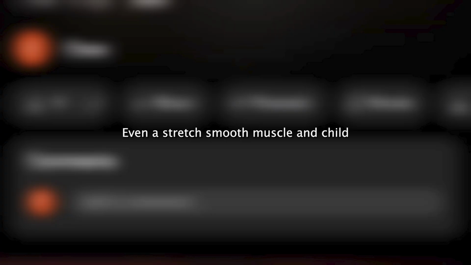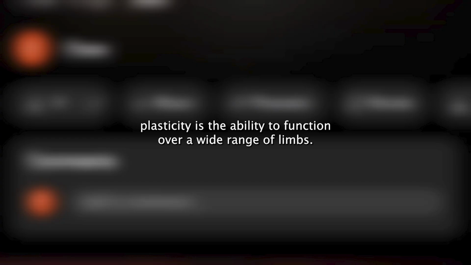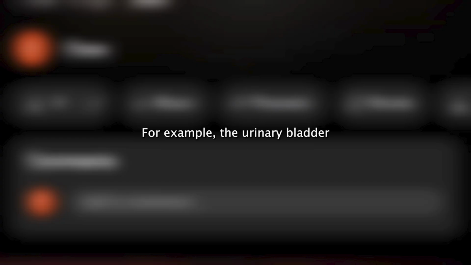Length tension relationships. Due to the lack of sarcomeres, tension and resting length are not directly related. Even a stretched smooth muscle can contract. Plasticity is the ability to function over a wide range of lengths. For example, the urinary bladder or the stomach can expand greatly and still contract, as opposed to skeletal muscle, which when pulled too much can't contract as well.